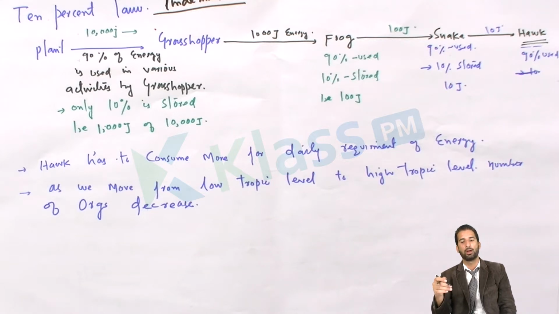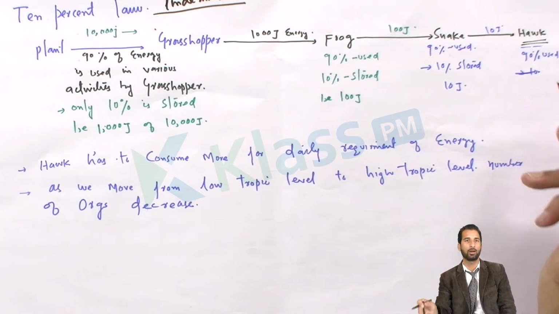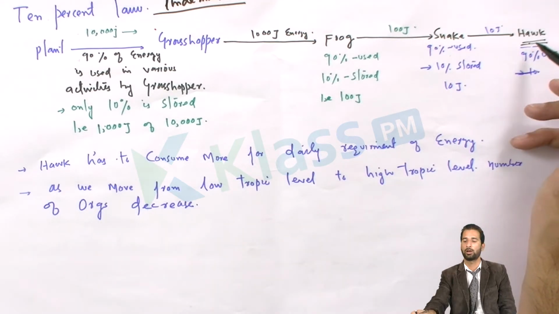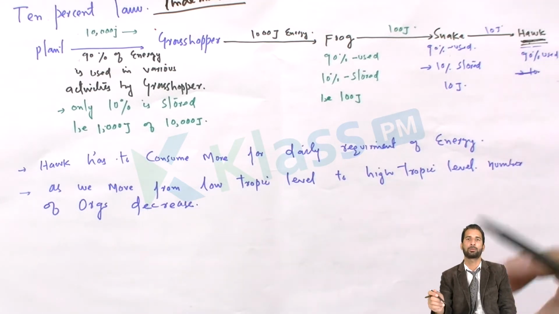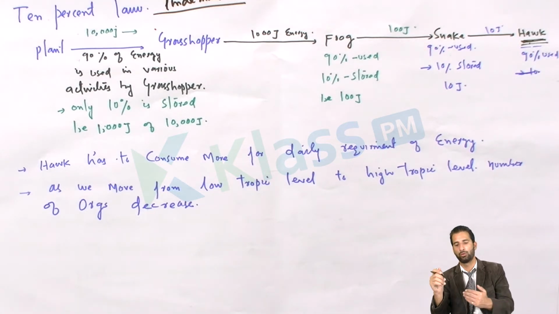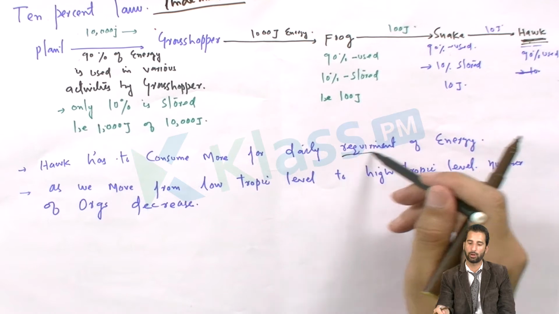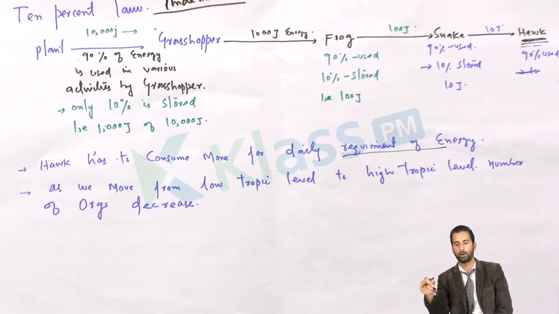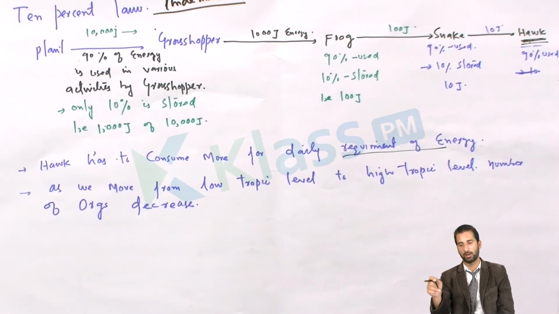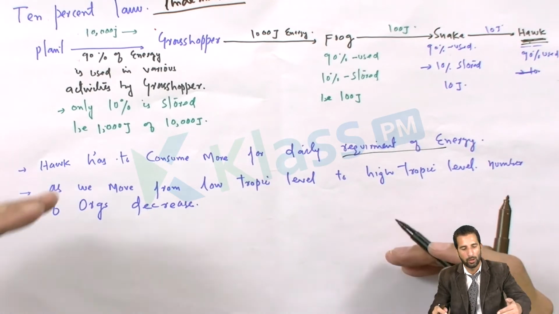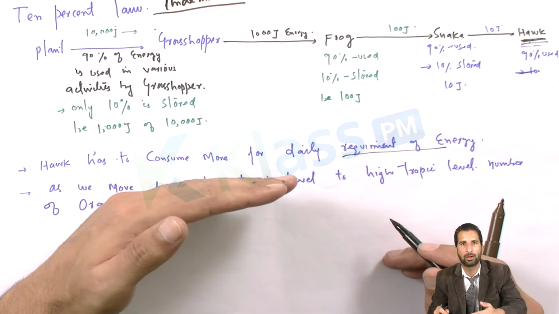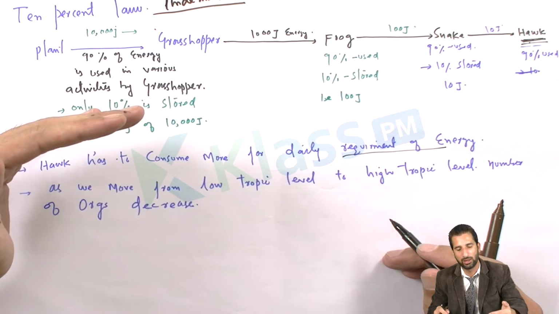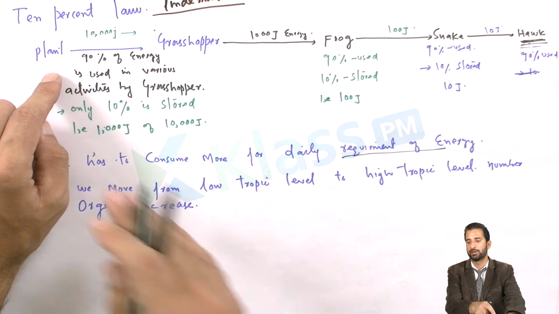So the hawk has to consume more. The first point is about the top consumer, with reference to the hawk, because in this example the hawk acts as a top consumer. The hawk has to consume more and more for its daily energy requirement. If it cannot consume more for its daily requirement, the energy would not be sufficient for it to survive. So as we move from a low trophic level to a high trophic level, the number of living organisms decreases.